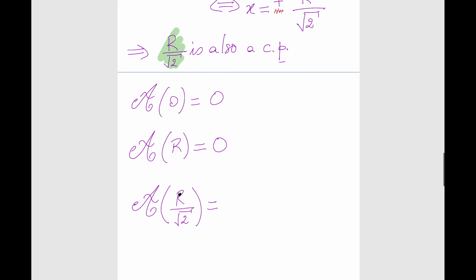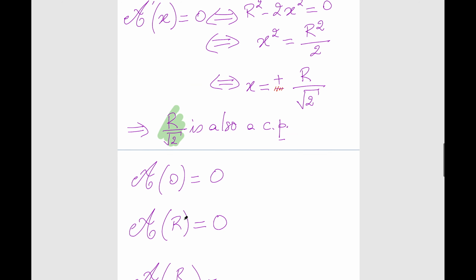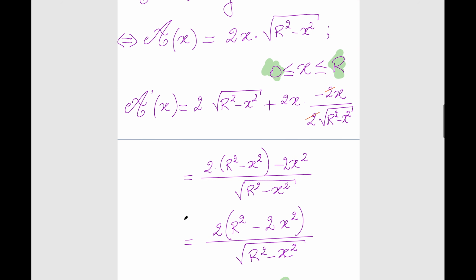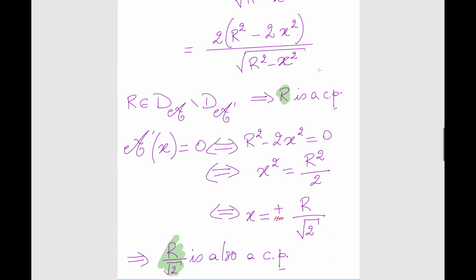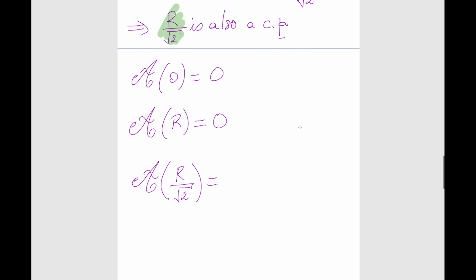And calligraphic A at r over square root of 2, what was A again? It was this guy, right? So how about we copy this? So we copy this. Let me take it below so I can use it. So this is A of x, correct? This is A of x.